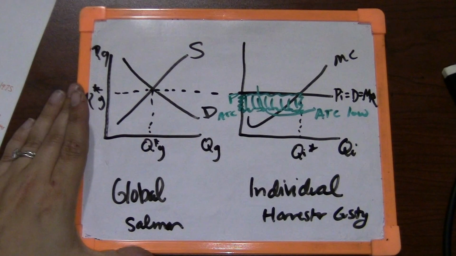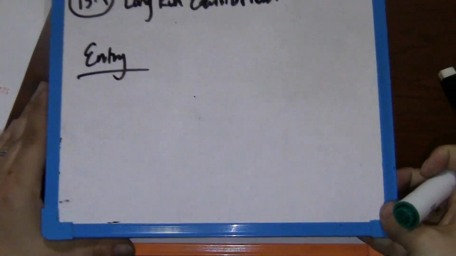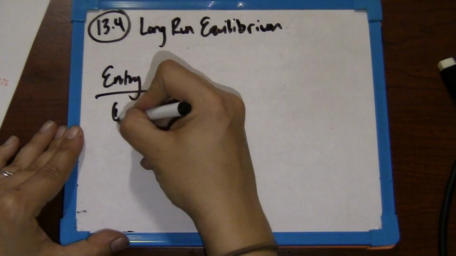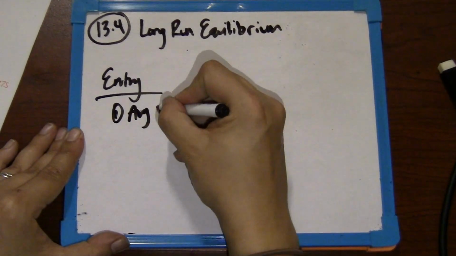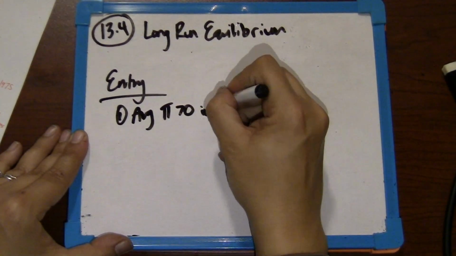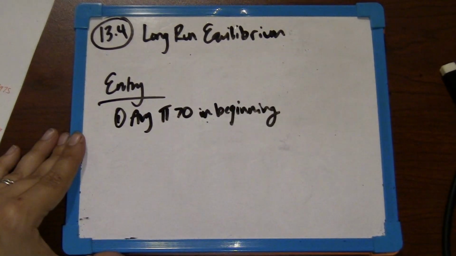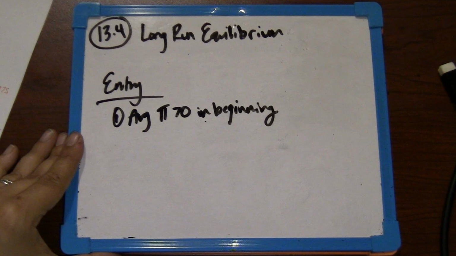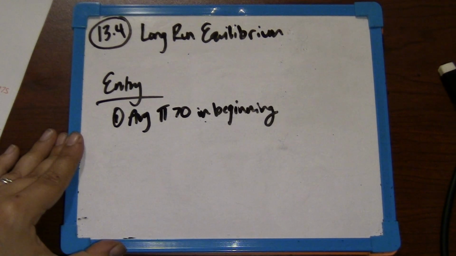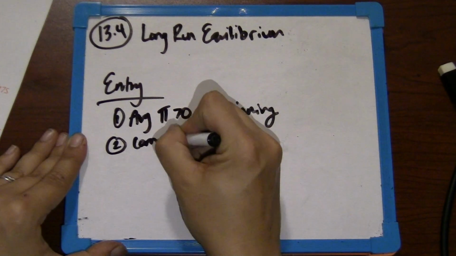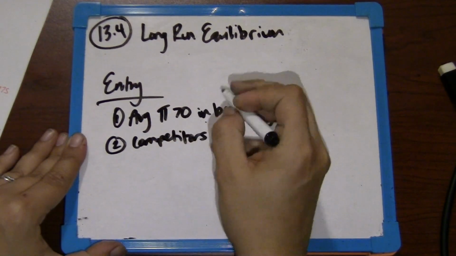So in this situation, where there's going to be entry, we start where average profit is greater than zero in the beginning. The average individual in the market is making a profit. What is going to happen next is that competitors enter.